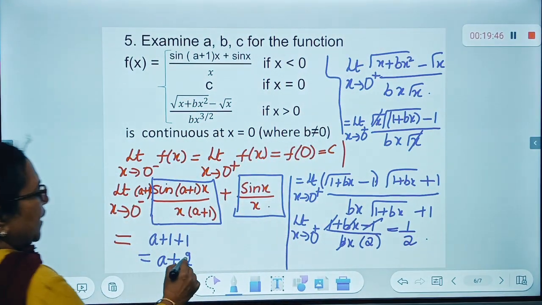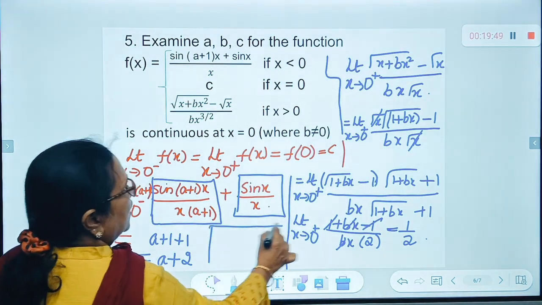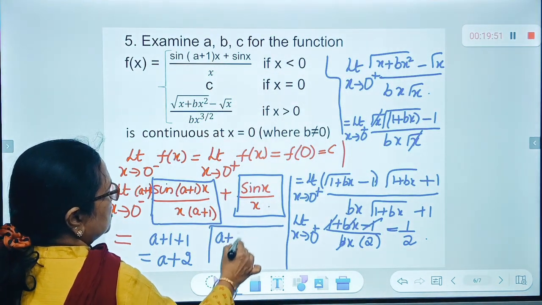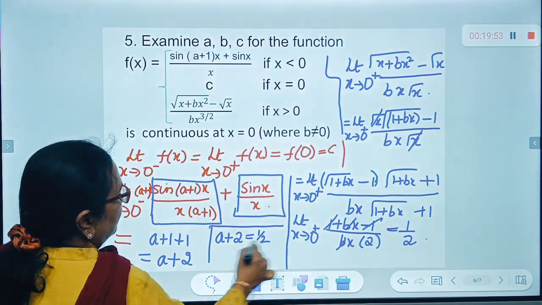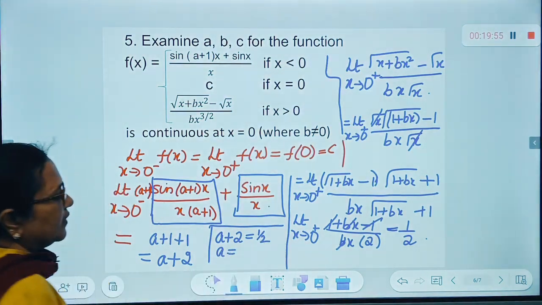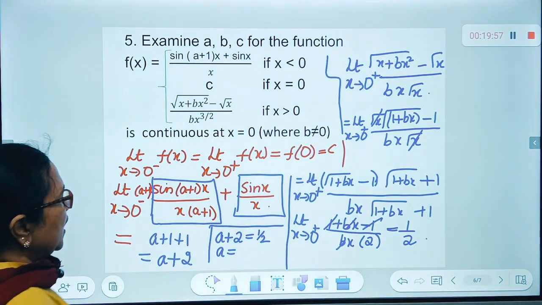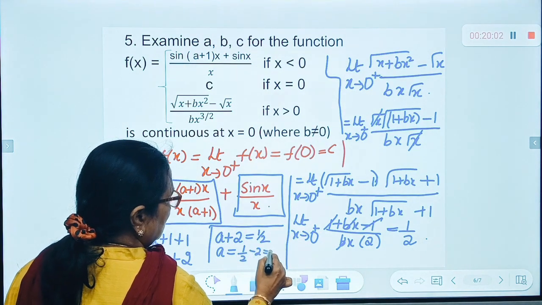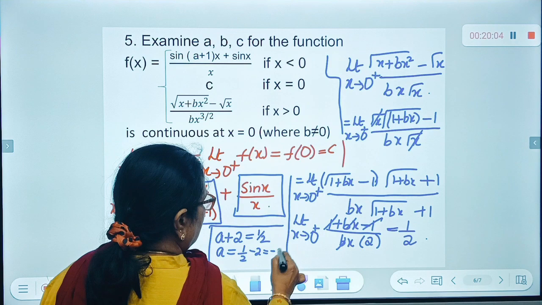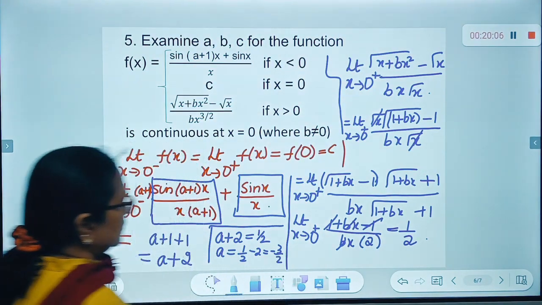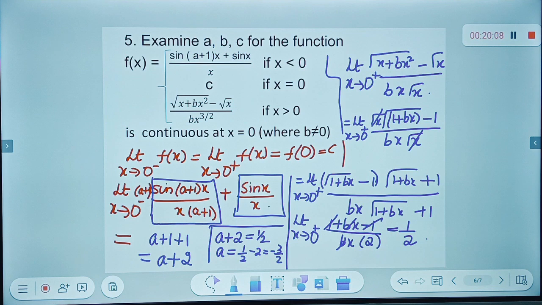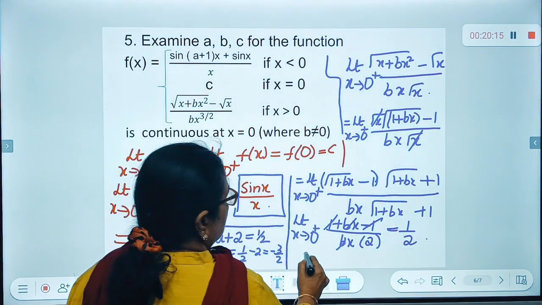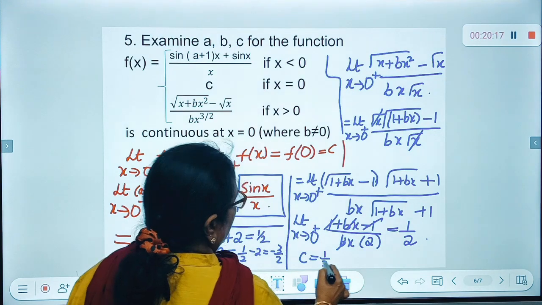So a plus 2 is equal to half. A plus 2 equal to half. So what will be A? A will be half minus 2, which is minus 3 by 2. So A is minus 3 by 2, and what will be the value of the function? We have seen the limit is half, so C equal to half.